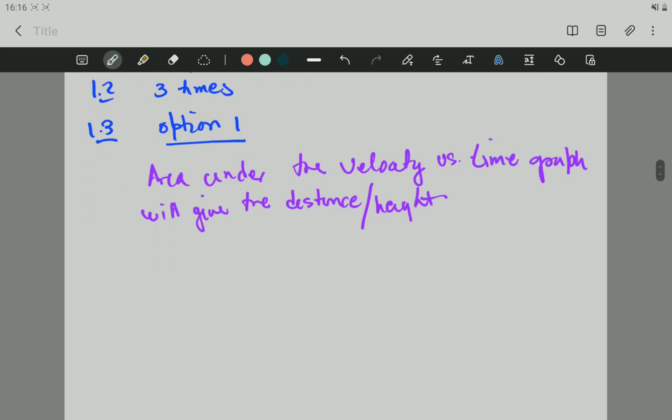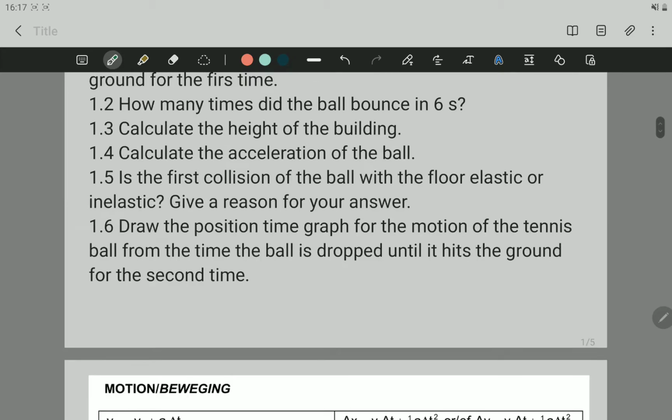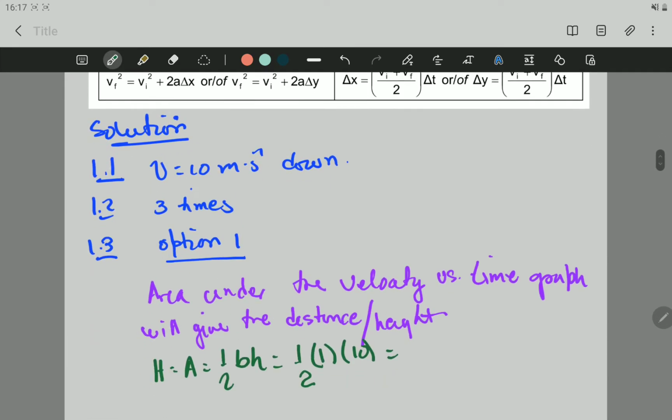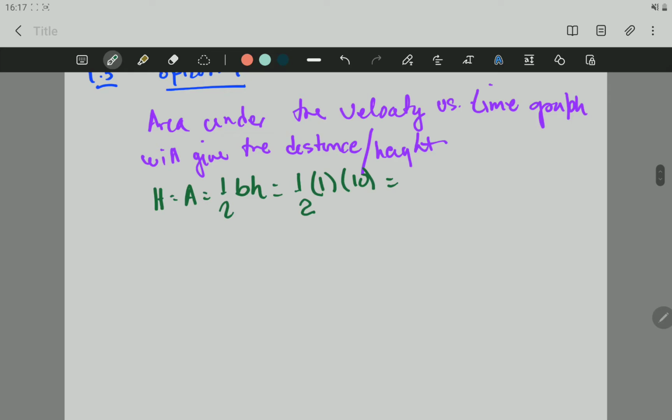So we come in here, we say that the height is equal to the area of the triangle, which is half the base multiplied by height. If we substitute, we have half, the base is 1 second, the height is 10. The base is 1 second, from 0 to 1, this is the base here, this is the height. So 1 times 1 times 10 is 10, divided by 2 is 5. It's 5 meters. This is option 1.